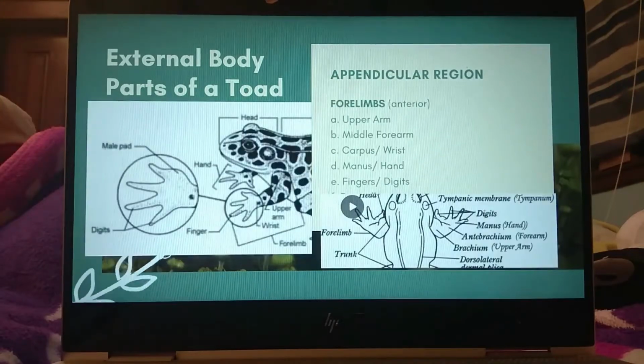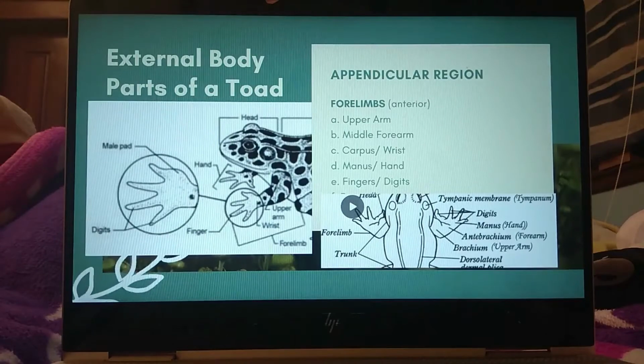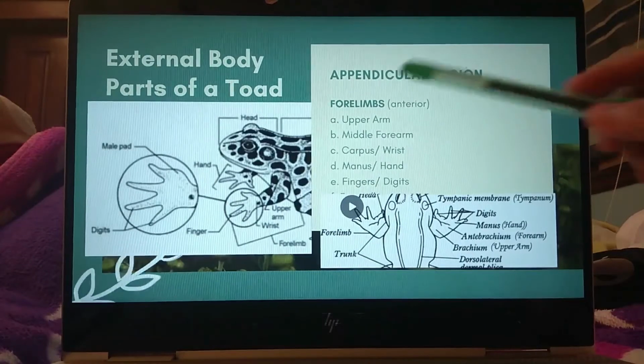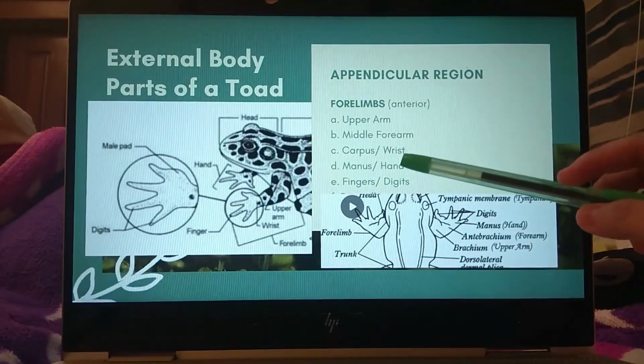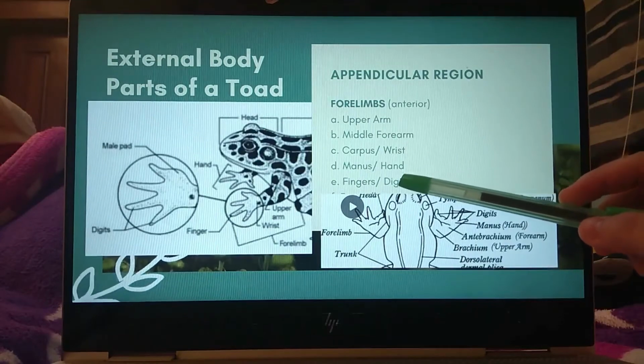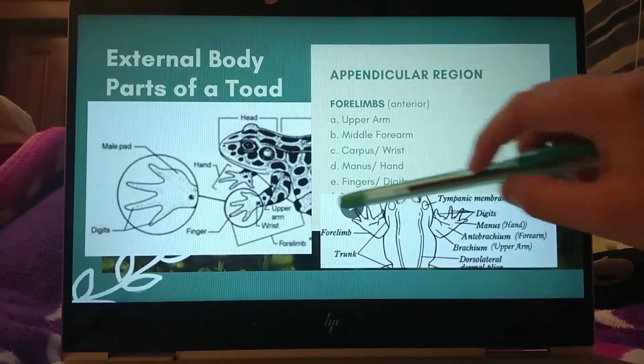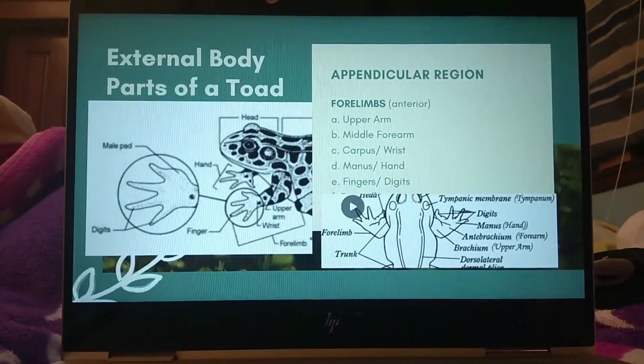We now have the appendicular region, which is composed of the forelimbs and the hind limbs. Starting with our forelimbs, these are the anterior appendages, which are further divided into segments. Again, we have the upper arm, middle arm, carpus or wrist, the manus or hands, the fingers or digits, and the last one here. This is the prepollux.